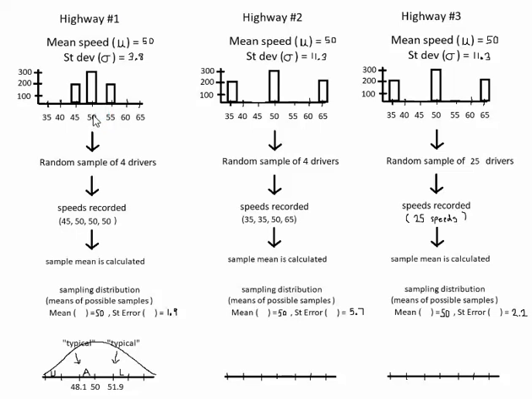And once you have your 700 speeds drawn out for Highway 1 for the population, what I'd like for you to do is actually calculate the mean and standard deviation of your 700 speeds. And you can do that by going to Google Sheets. So go to Google Sheets and enter your 700 numbers.